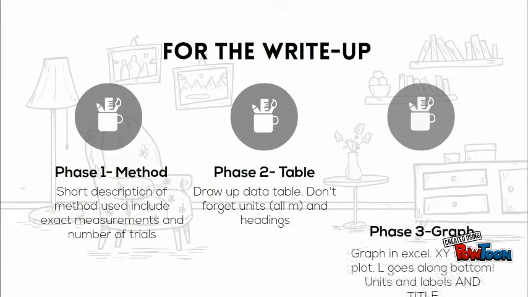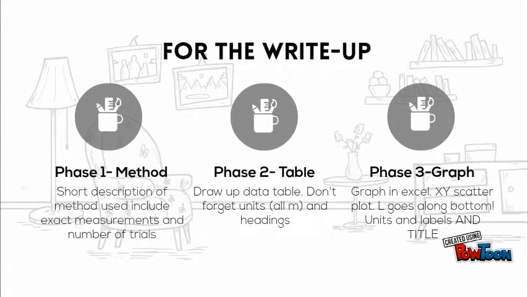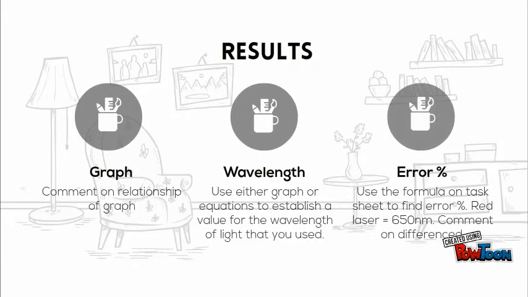Now, once we've done that, we can actually plot our graph. And it's really important to know that we are using an XY scatter graph, and we have to have our L values, or our distance between the slide and the screen, on the bottom or on the x-axis, and then our corresponding delta Y value is our dependent variable, so that goes on the y-axis.